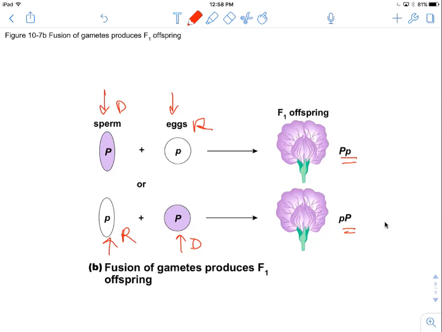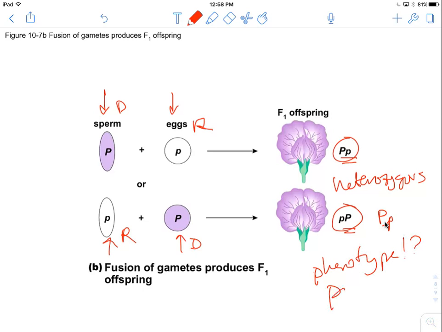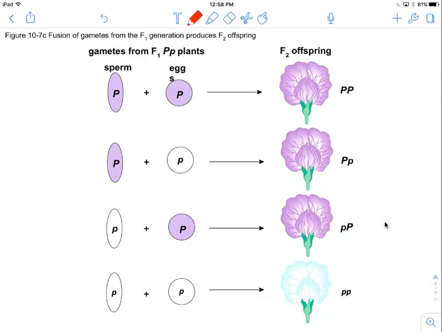Okay, and convention states that you always write the dominant allele first. And so all of these are going to be heterozygous. Okay, and so this is their genotype, and their phenotype is going to be what? What's their phenotype? You're right. They're purple. That's their phenotype. Okay, so then the next slide takes my F1 offspring. Here's my F1 offspring. So they have 1 of each allele.